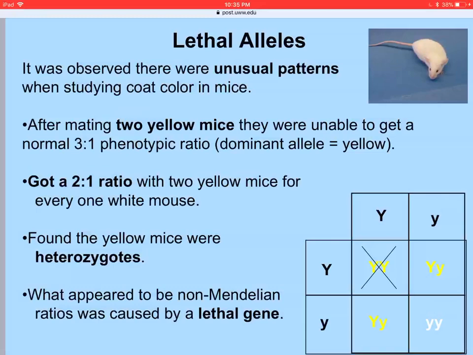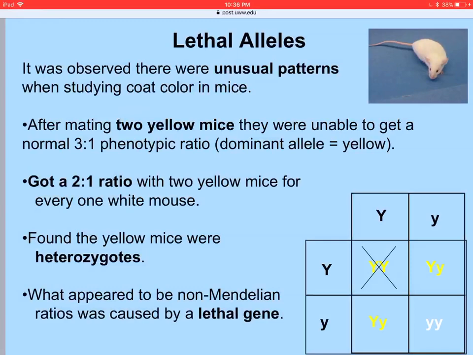So let's take a look at this example. Here, it was observed that there were unusual patterns when studying coat color in mice. After mating 2 yellow mice, they were unable to get a normal 3:1 phenotypic ratio of the dominant to recessive phenotypes. They ended up getting a 2:1 ratio, with 2 yellow mice for every 1 white mouse. They found that the yellow mice were all heterozygotes.